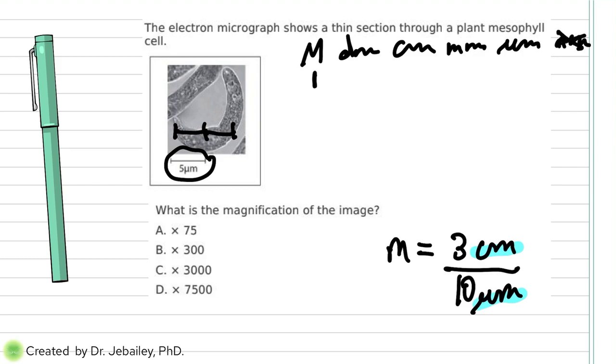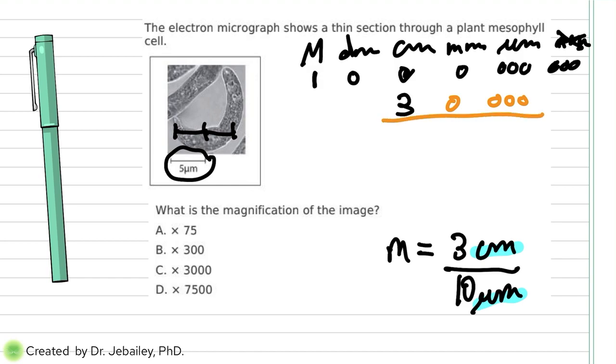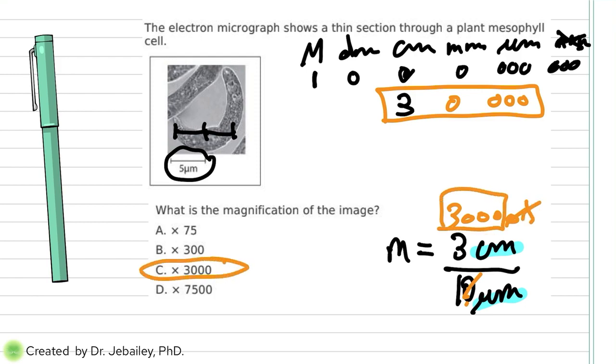So if you have 1 meter, it's 10 decimeters, it's 100 centimeters, it's 1000 millimeters, and then for micrometers you put 3 more zeros. Nanometers would have been 3 zeros also. So if you have 3 centimeters right here, how many would that be? Obviously, you can see 0 plus these 3, so it's 30,000 micrometers. So with that in hand, it's 30,000 divided by 10. The 0 cancels with this, so it's 3,000 times. And voila, you have the answer.